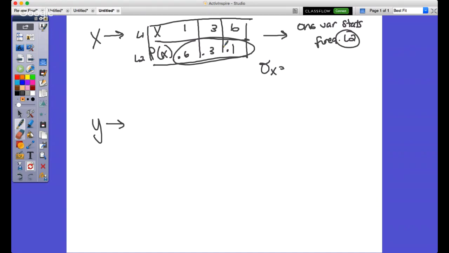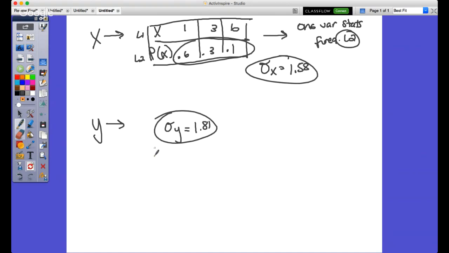I'm going to say yes, you're good, because this is 1.58, and then the standard deviation of Y you got 1.81. The question that it asked was, based upon this information that you found, what was 4x minus 5y? Well, let's talk about this real quick. Let's do order of operations first by going to my 4x and 5y.